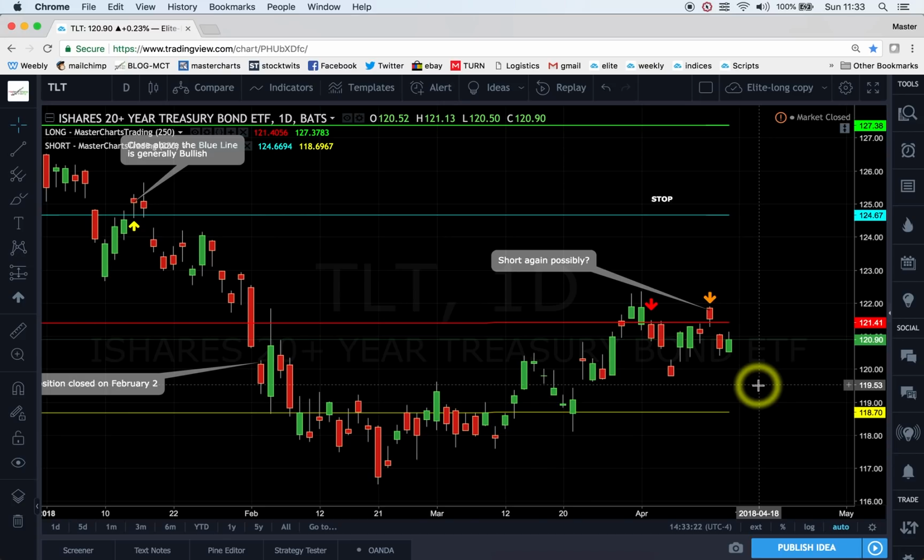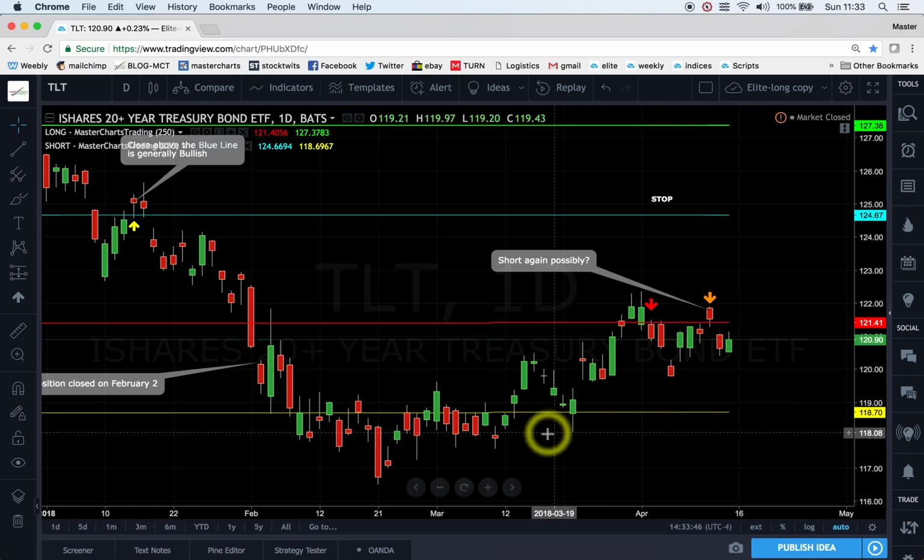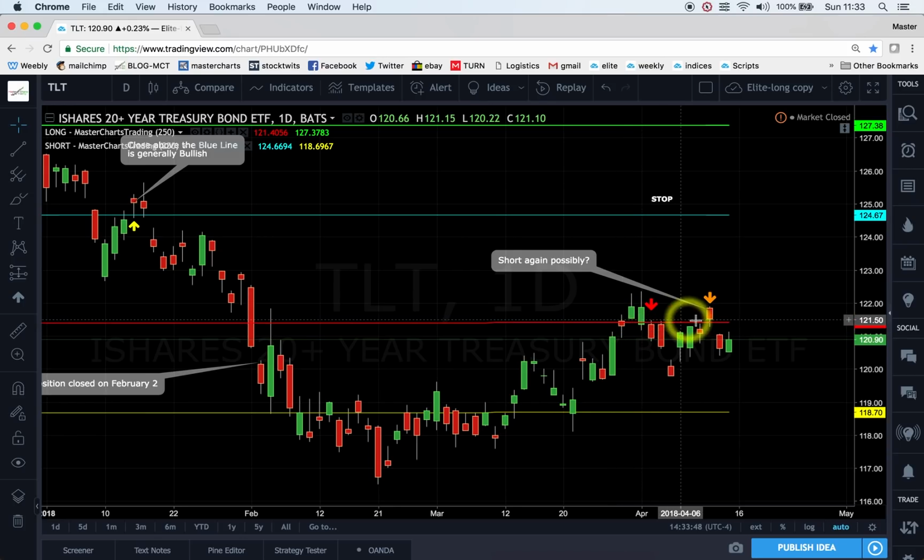TLT here on the daily time frame again. This is bonds, a treasury bond fund. This is basically as safe and secure as an investment can be, I think, at this point of our human history. So this particular instrument looks like it wants to go lower. And again, this looks like an opportunity to short, possibly.